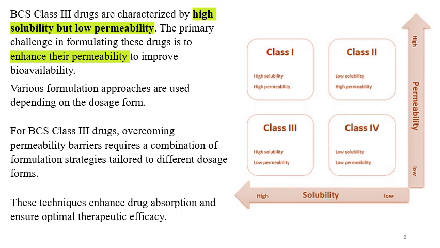For BCS class 1, solubility is high and permeability is also high. BCS class 2 molecules are low soluble and high permeable. BCS class 3 molecules are high soluble and low permeable. BCS class 4 molecules are low soluble and low permeable.